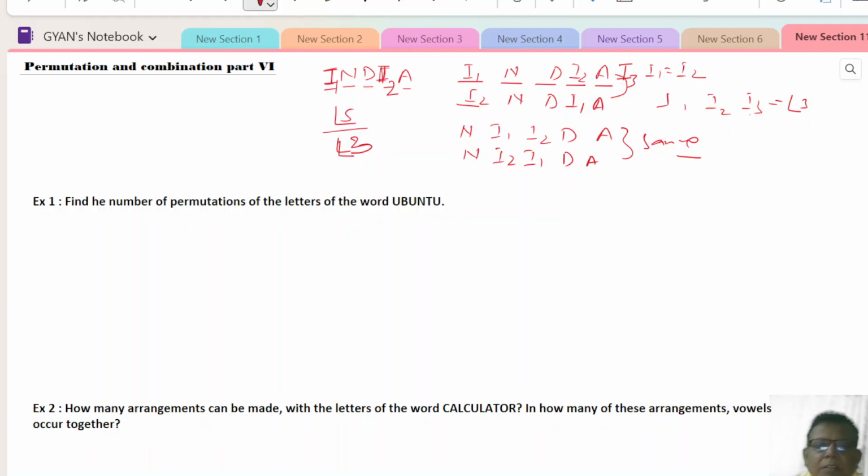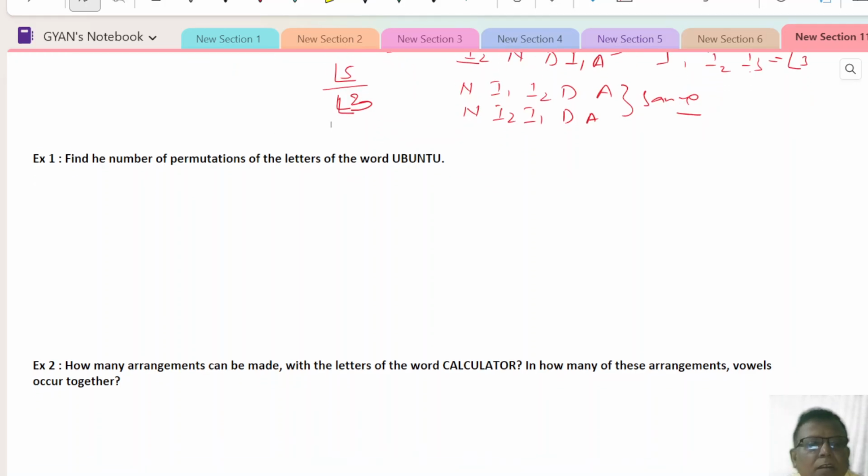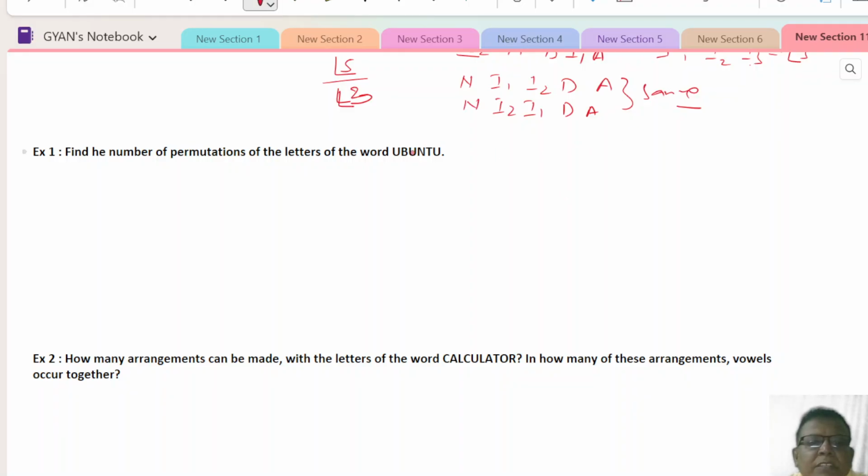Let us see some questions based on this. Find the number of permutations here: 1 U, 2 U, and 3 U are there, not repeated. How many are there? 1, 2, 3, 4, 5, 6. So factorial 6 divided by factorial 3. This will be the answer.